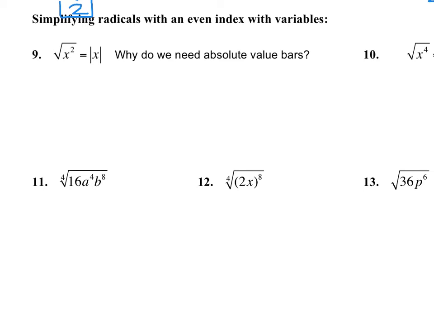So, for example, let's say x equals negative 3. So, if x equals negative 3, x squared would equal 9. And we know that the square root of 9 is only the principal root, only the positive square root, so 3. But then this would be not true in this case, because when you take the square root, you're not supposed to get a negative answer.